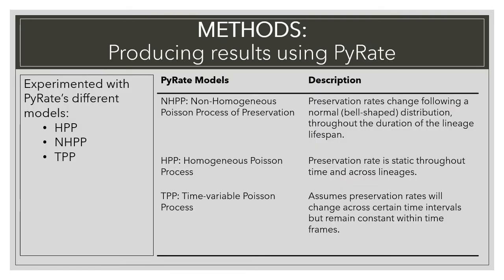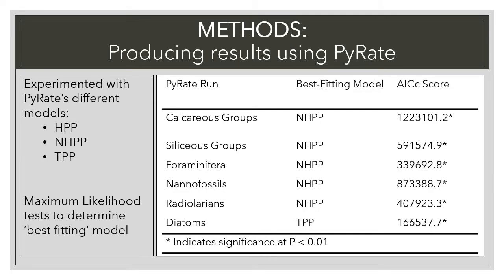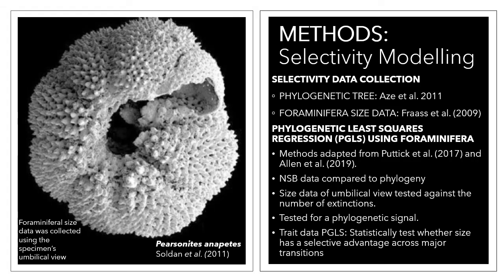I experimented with the 3 main model types within PyRate. I ran these different models on all 4 microfossil groups, as well as groupings of calcareous and siliceous taxa. I then completed maximum likelihood tests to see which model fit the data best for each group. The models with the lowest AIC score, which in most cases was NHPP, except within diatoms, are the models used to present my results.